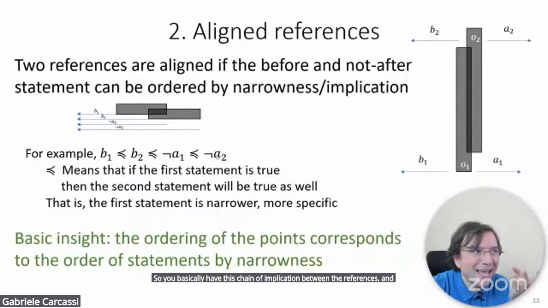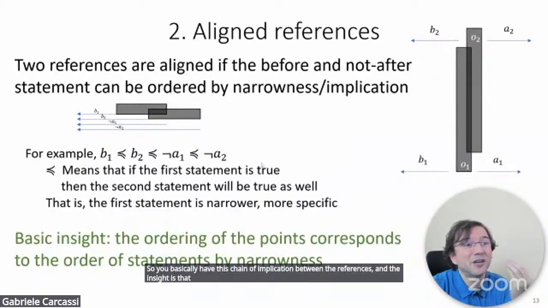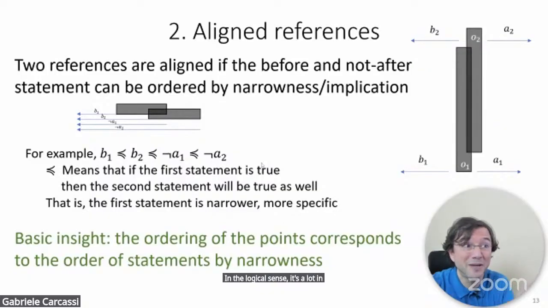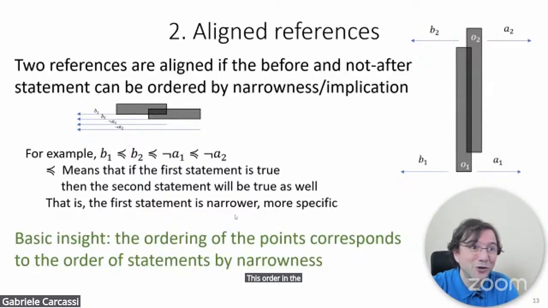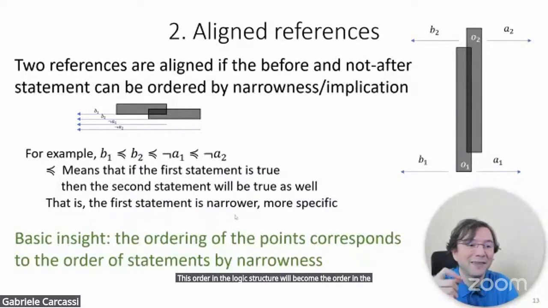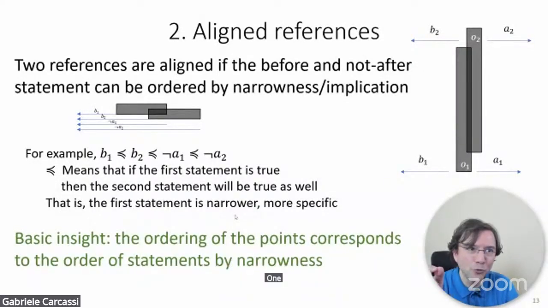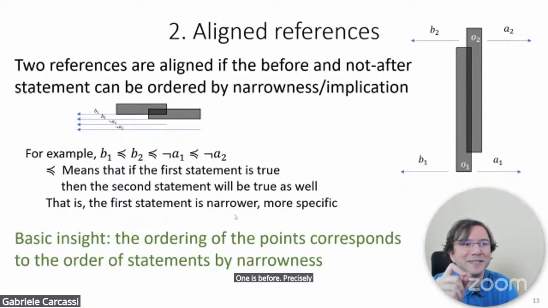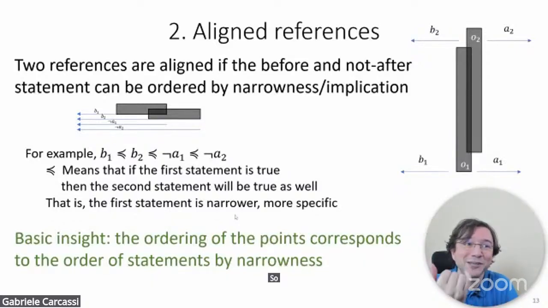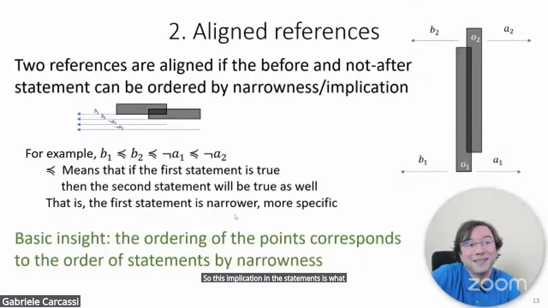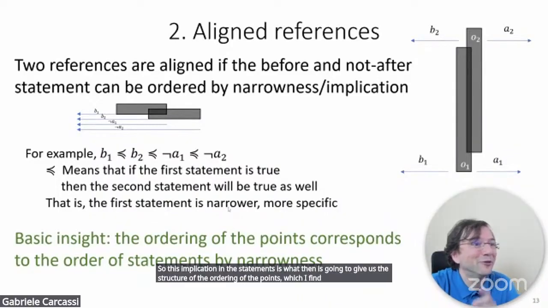And the insight is that this is going to be an ordering in the logical sense. It's an order in the implication, and implication actually creates a partial order. This order in the logic structure will become the order in the points, such that 1 is before 2, precisely because if we say that something is before 1, it's also going to be before 2. So this implication in the statements is what then is going to give us the structure of the ordering of the points, which I find absolutely beautiful and interesting.